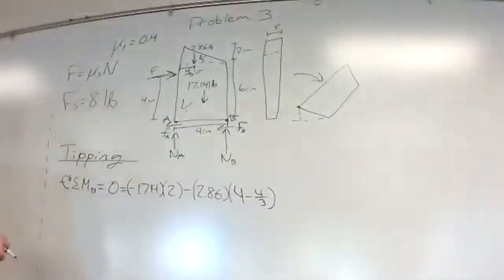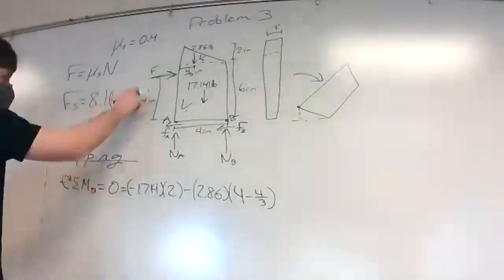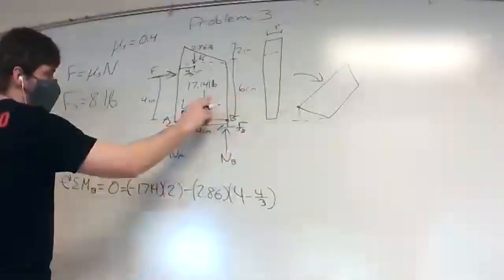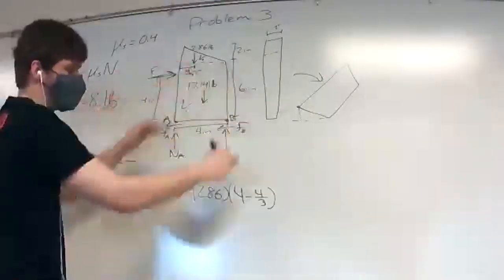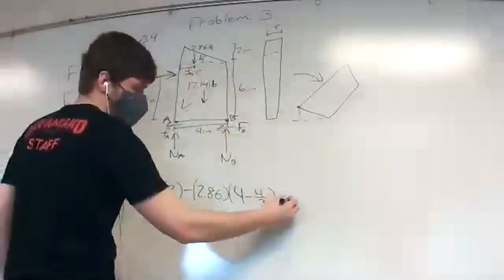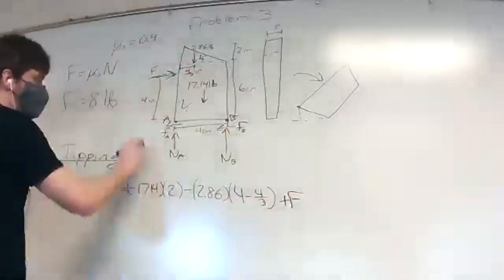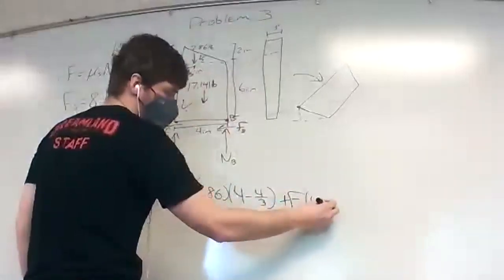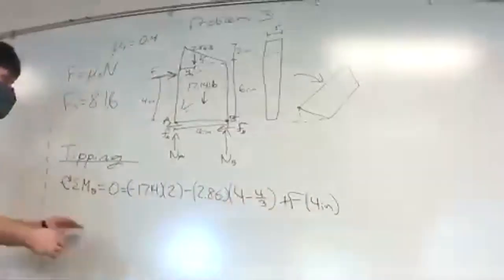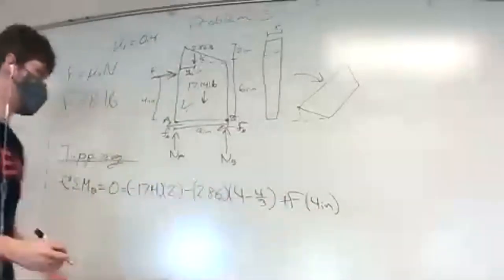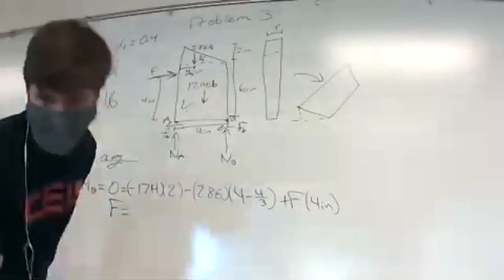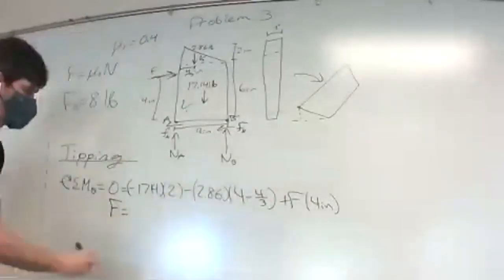And then we have F, where F is moving with our moment. As the moment moves this way, we can see that F, they line up. So we'll say plus F times a distance of 4 inches. And so with only one unknown, we say that F is equal to 10.5 pounds.